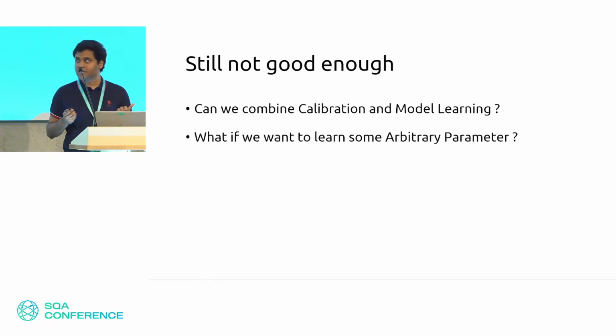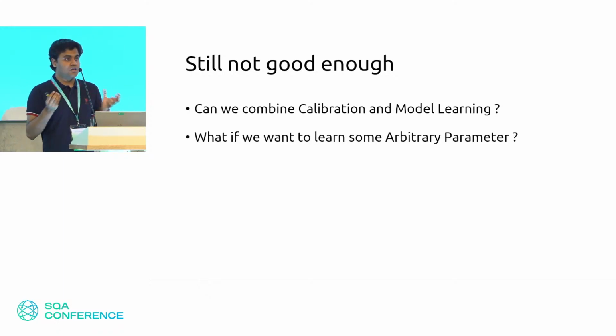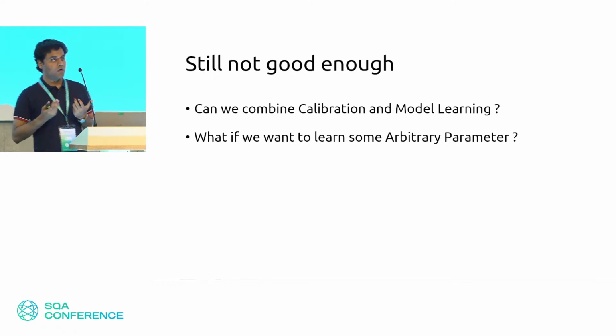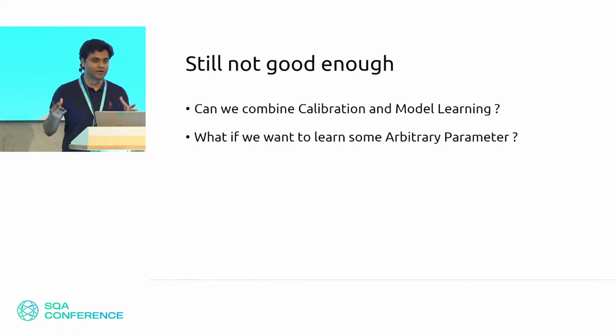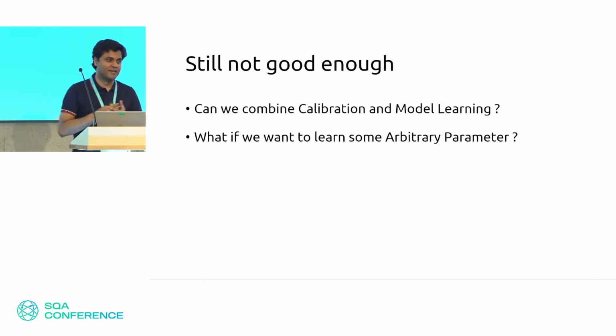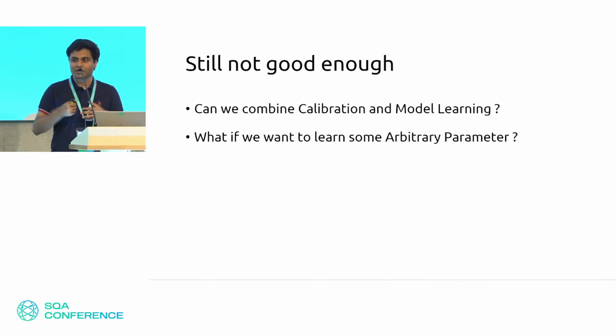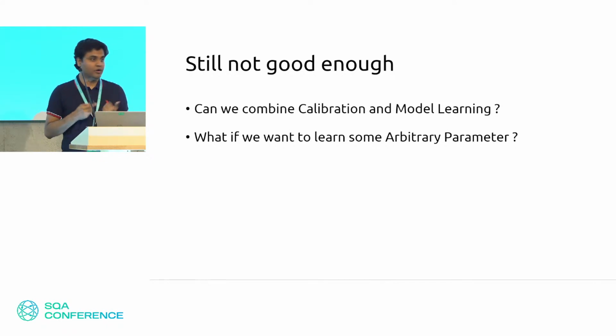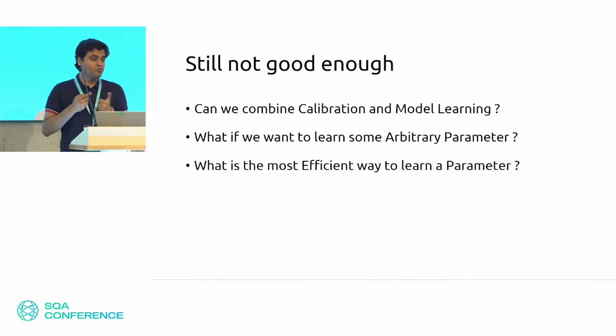Can we combine these two steps? And what if we want to learn some arbitrary parameter? This is important because, typically, we perform this set of textbook experiments, right? Experiments that your PhD supervisor learned from their supervisor, and that has been going on for ages now. And we use these to learn different system parameters. But what if there is a parameter for which there exists no textbook technique for learning it? What do we do at that point?